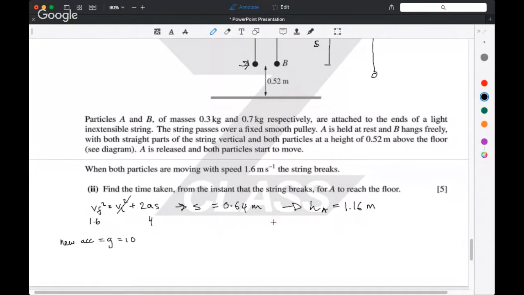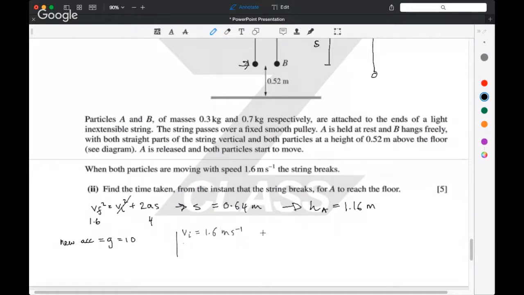Right? So now for our new situation, v initial is equal to 1.6 meters per second, and the height, we can therefore impose conservation of energy. Actually, we shouldn't do that, because that's no good. What we need is the time taken, so we're going to have to use kinematics. You can't use conservation of energy for time taken.